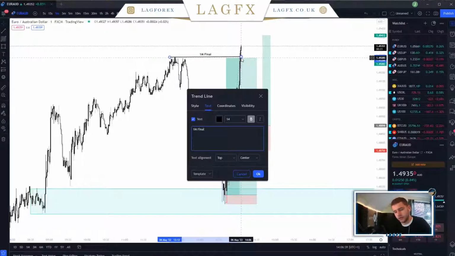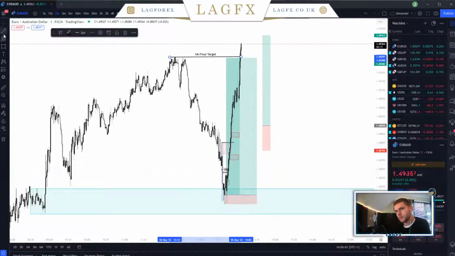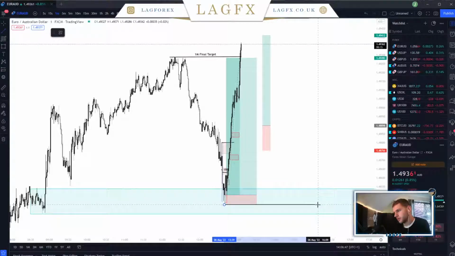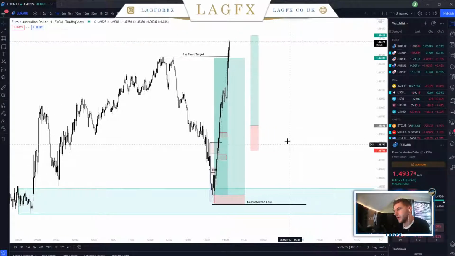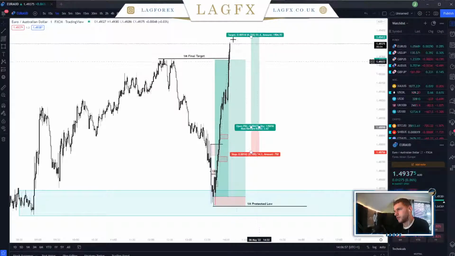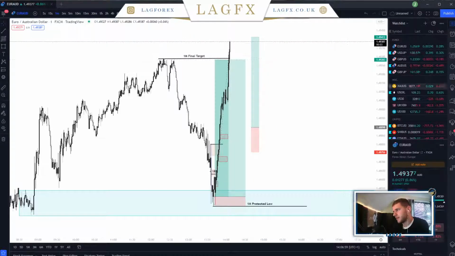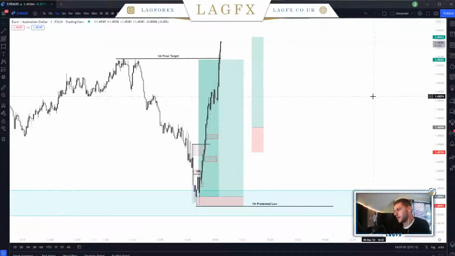Because we've exceeded that final target, this now becomes a 1 minute protected low. And then once we get signs of price reversing, we can then take the market high that it's set as the new final target.